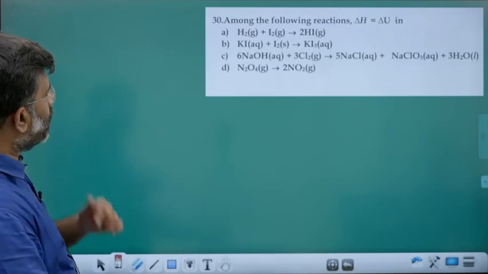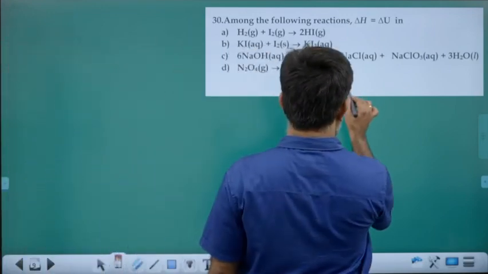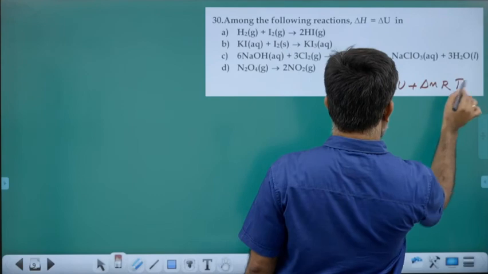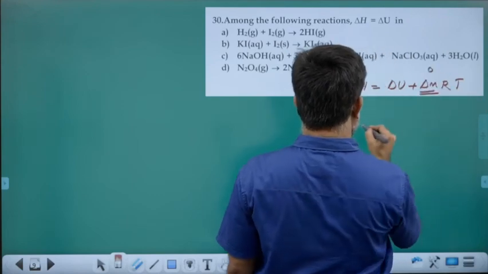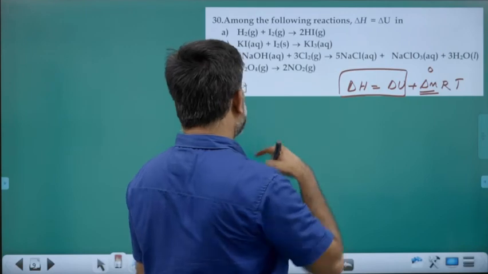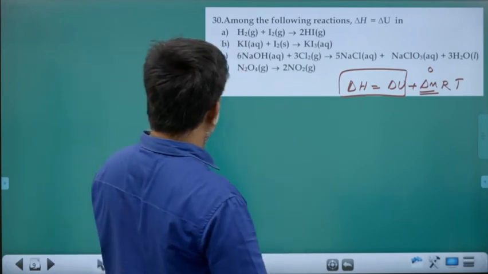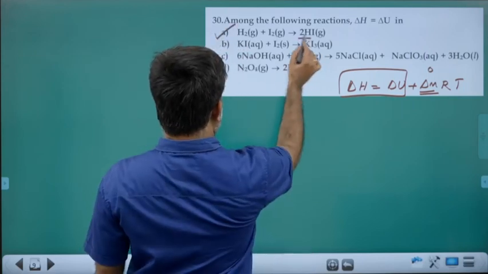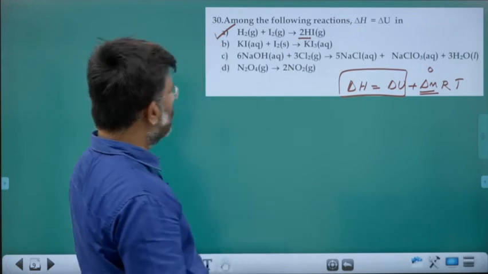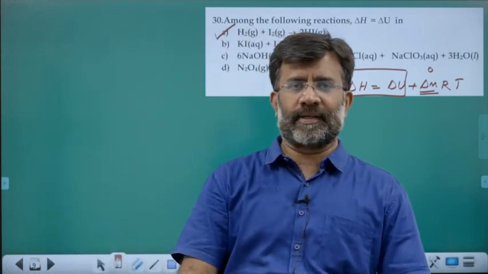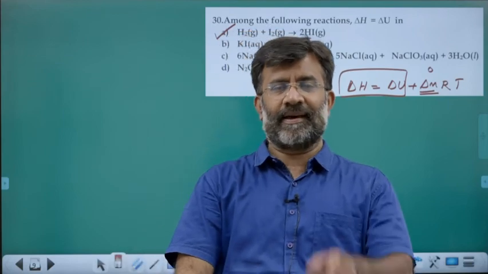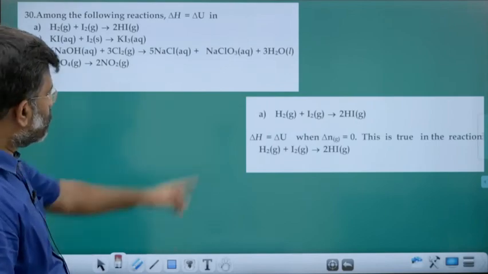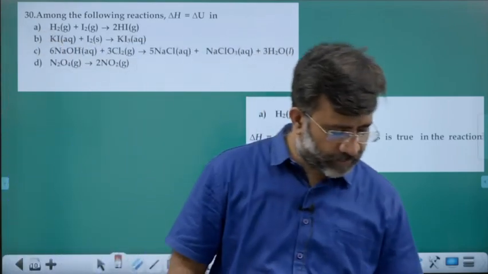Where delta H is equal to delta U. Delta H is equal to delta U plus delta nRT. So when delta n is equal to 0, these two will be equal. First choice, delta n is 2 minus 2, 0. The first choice itself, delta n is equal to 0. And there, delta H is equal to delta U. Option A. That was the last question in that chapter.